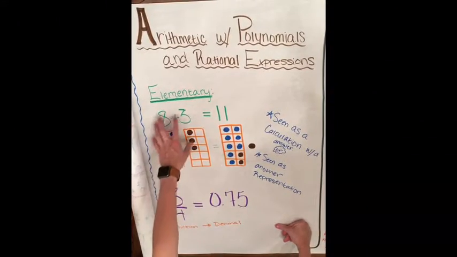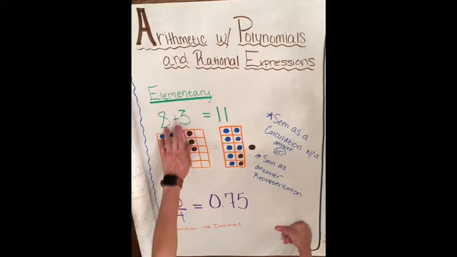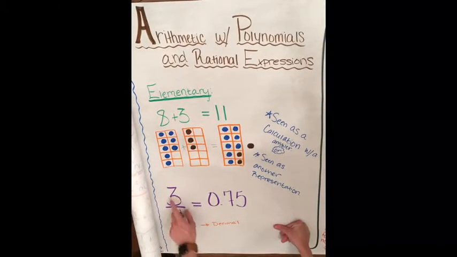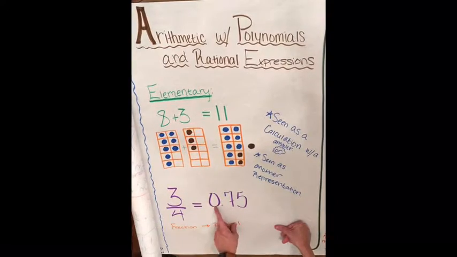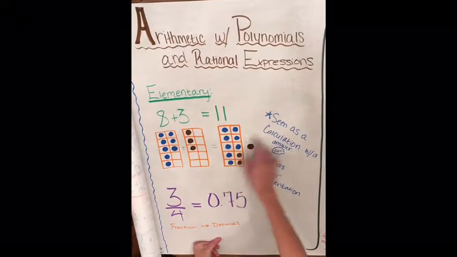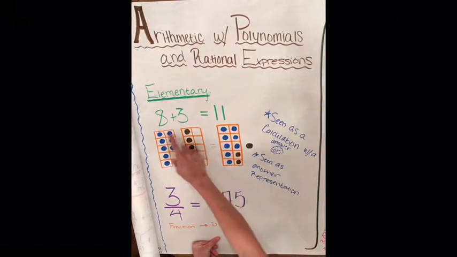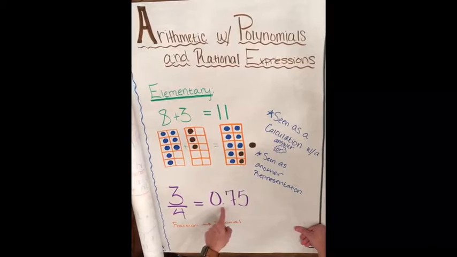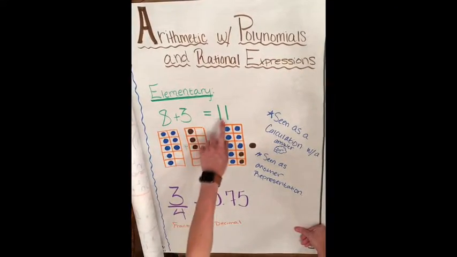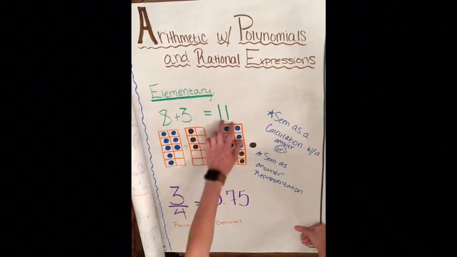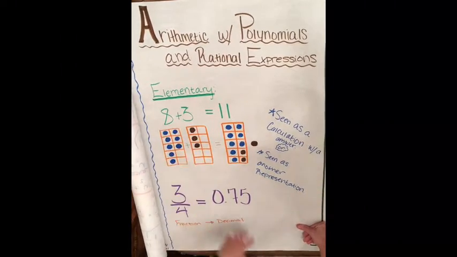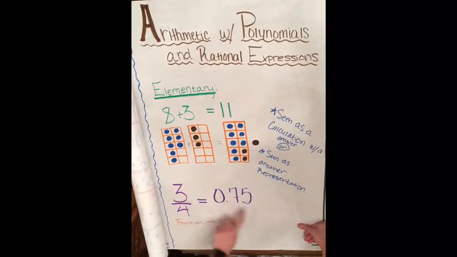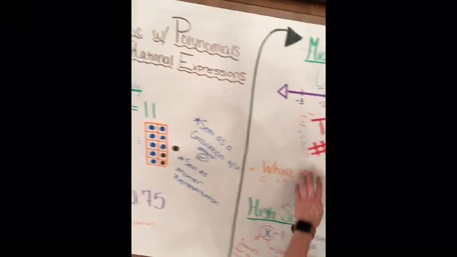And so in elementary school, they start with basic math computations such as 8 plus 3 equals 11, which they can represent with 10 frames, or they have 3 divided by 4, which equals 0.75. Now these can be seen as calculations with an answer such as 8 plus 3 with the answer being 11, or 3 divided by 4 with the answer being 0.75, or they can be seen as a representation, as this 11 is a representation of 8 plus 3, and 0.75 is the decimal of a fraction, just another way of seeing it. Then we move to middle school.